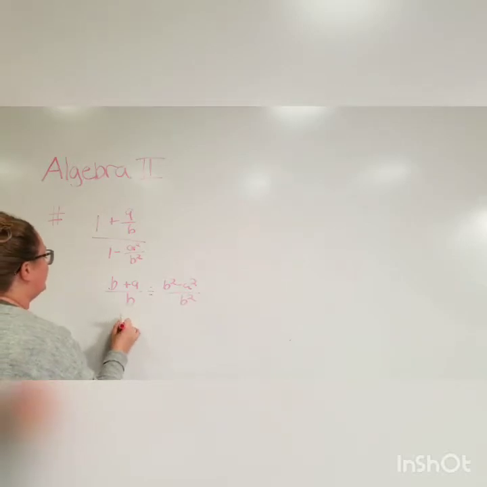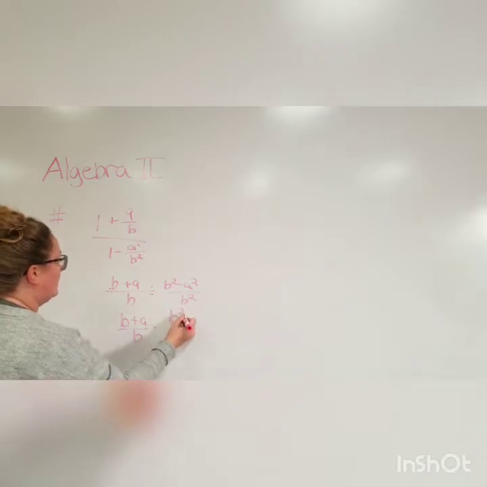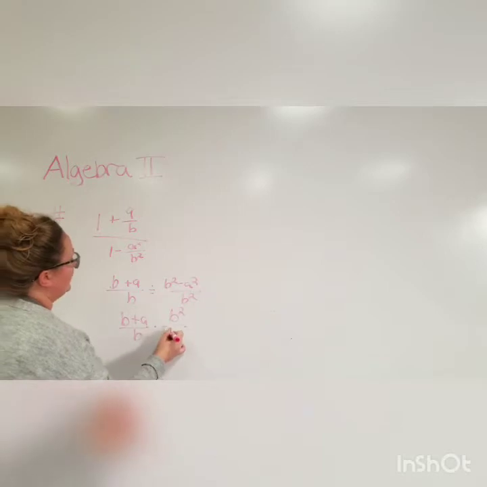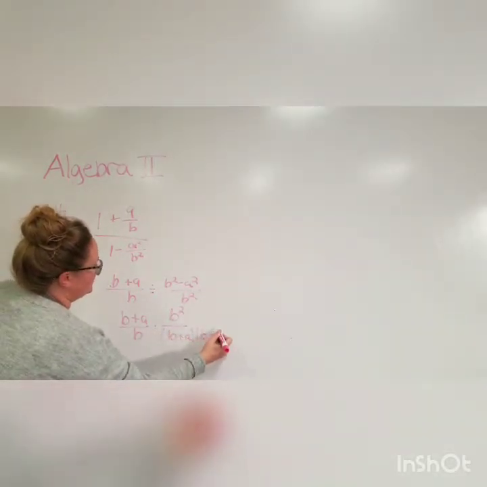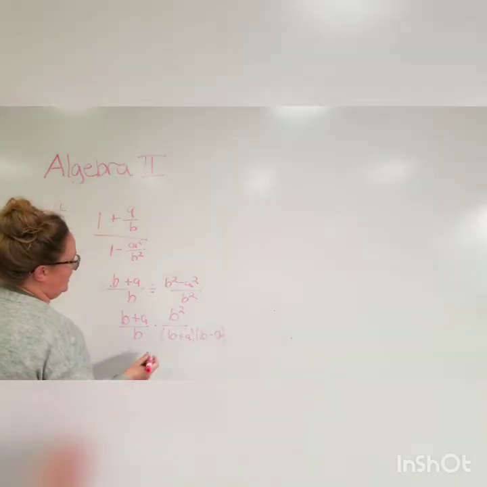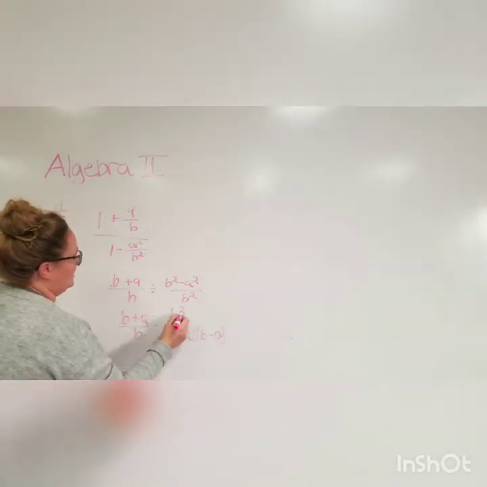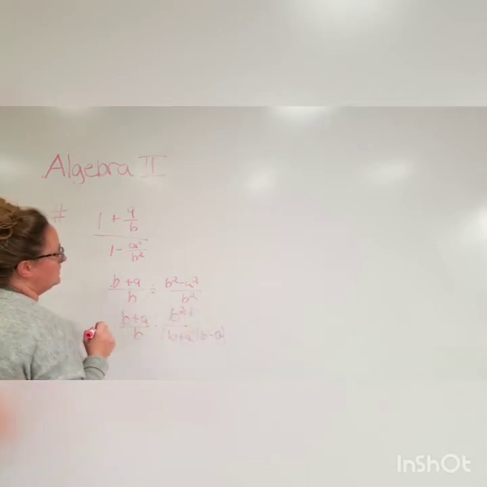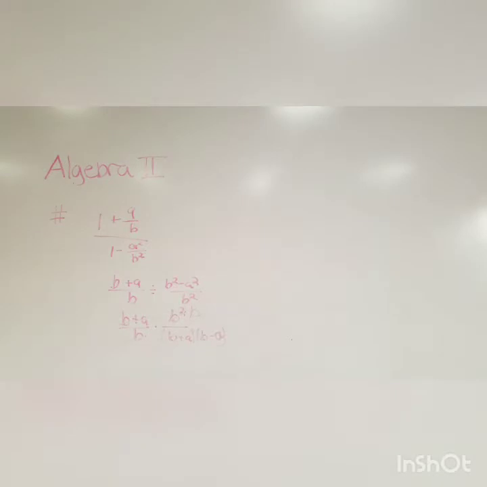Now we need to invert and multiply: B plus A over B times B squared over B squared minus A squared, which is going to factor to B plus A and B minus A because it's a difference of 2 squares. And then cancel out what you can, B plus A, and 1 B can cancel here, right? So you're left with B over B minus A.